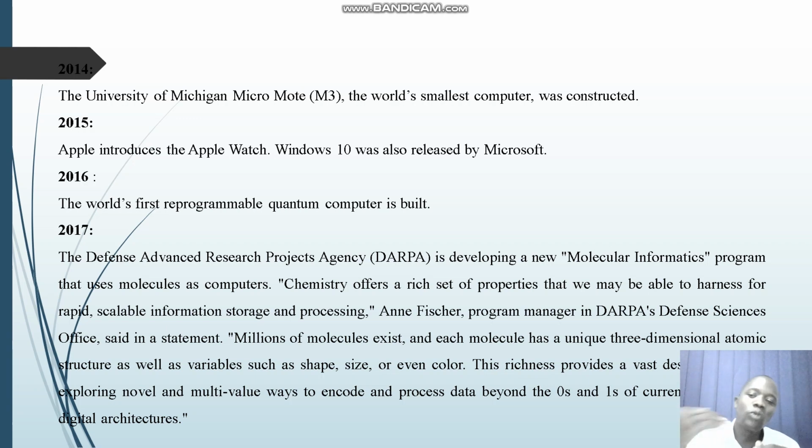That is after the world's first programmable quantum computers were built in 2016. After Apple introduced the watch, Windows 10 was released by Microsoft. So that is in brief the history and the development of computers.